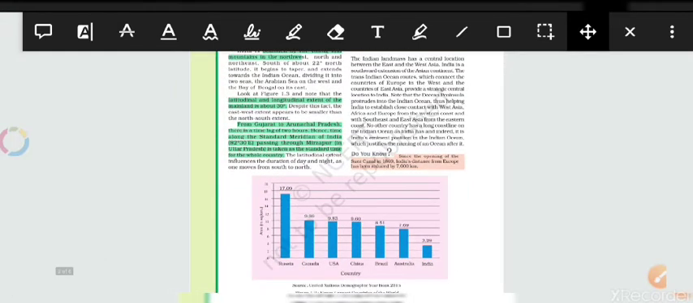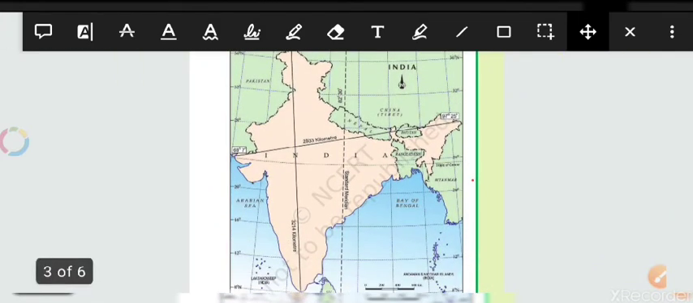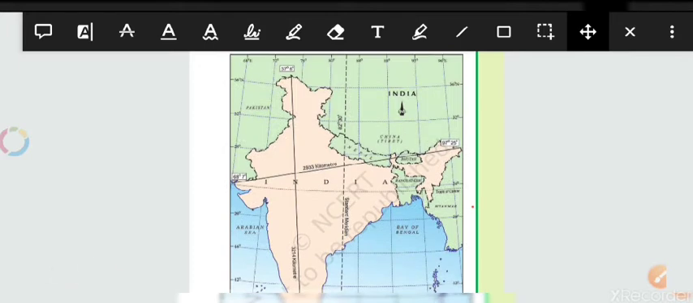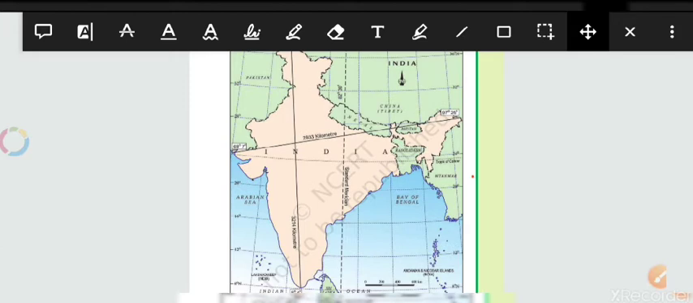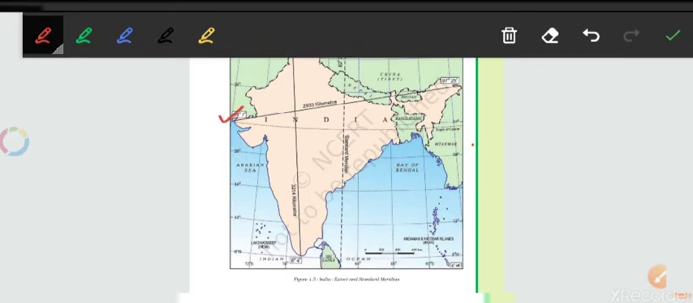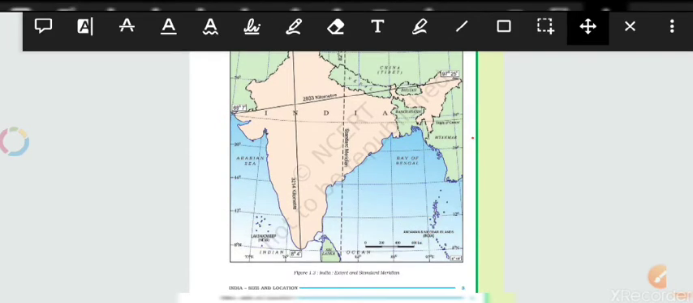The latitude and longitude extent of the mainland is about 30 degrees. Starting from here, it is 8 degrees 4 minutes to 37 degrees 6 minutes, and this one is 68 degrees 7 minutes to 97 degrees 25 minutes. If you calculate, it is approximately 30 degrees from both sides. So you can say that India is like a square from both sides, as the length and the breadth of the nation are approximately similar.